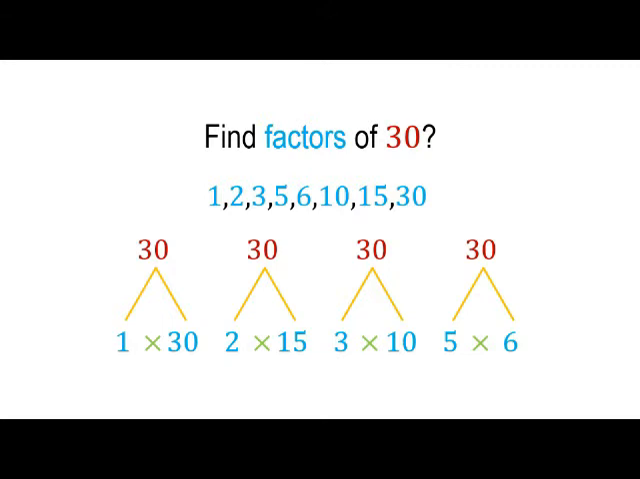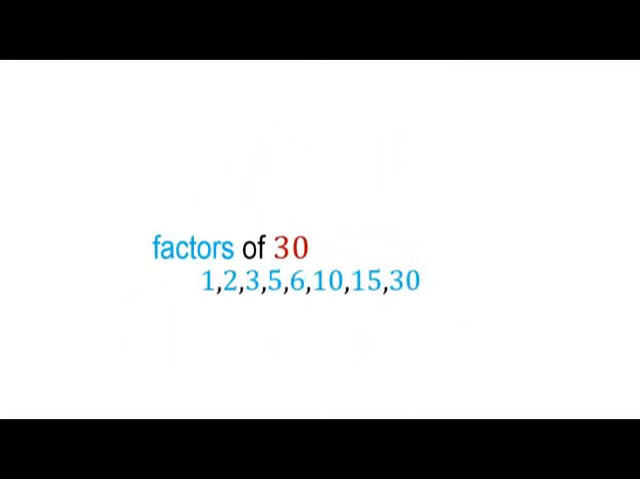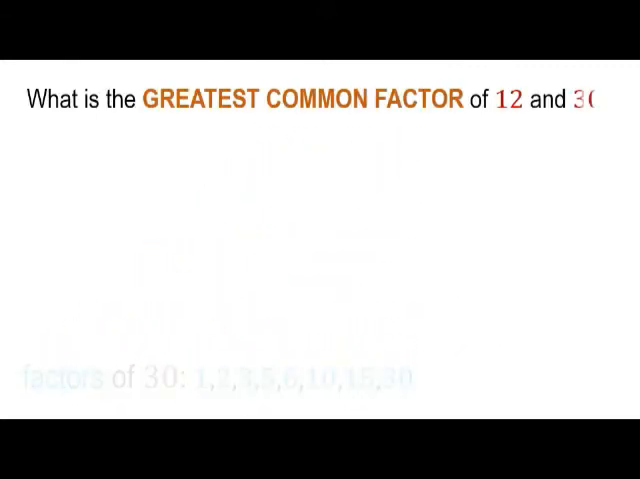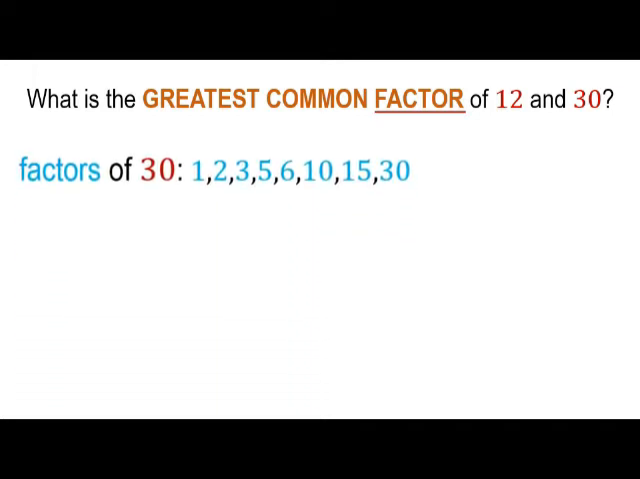Now let me ask you a different question. What is the greatest common factor of 12 and 30? Well, you might not have heard this term before, but if you observe the words used in it, you can easily find it out. Let me start with the last word, which is factor. So first you need to find the factors of 12 and 30. And we have already found the factors of 30, so we are using them. Now we need to find the factors of 12.